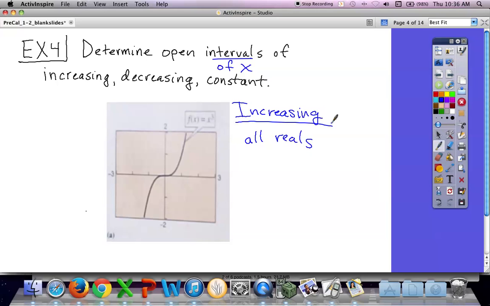No, it's never decreasing. There is no interval of decreasing on this graph. It's always increasing. From left to right, it's always going up. That's what you're looking for. I'm just looking at the graph. It looks like it's just continuous from the left to the right. It's always increasing. And you can just assume that these arrows go on forever. So all real numbers. Look at the next one and see how it's different.